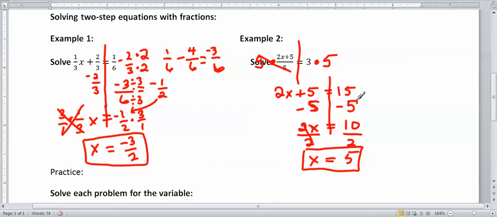There are 6 practice problems like these 3. I want you to complete those for tomorrow and be ready to talk about them.